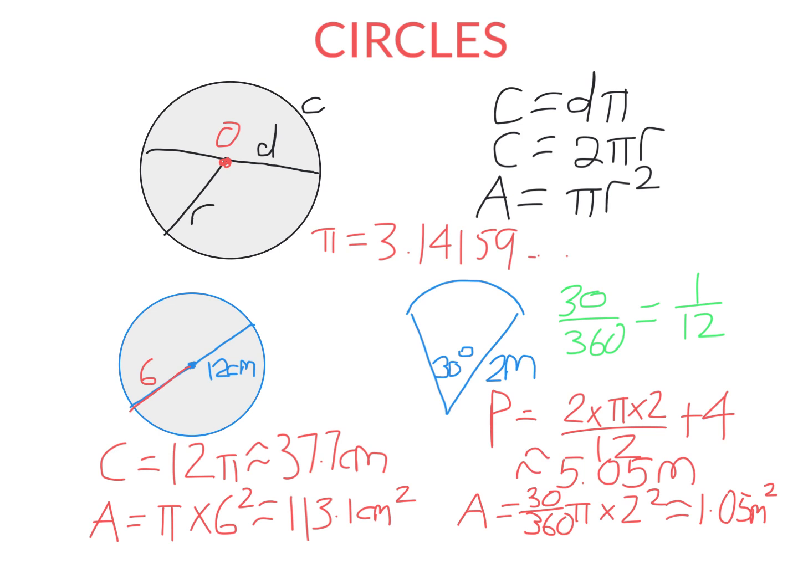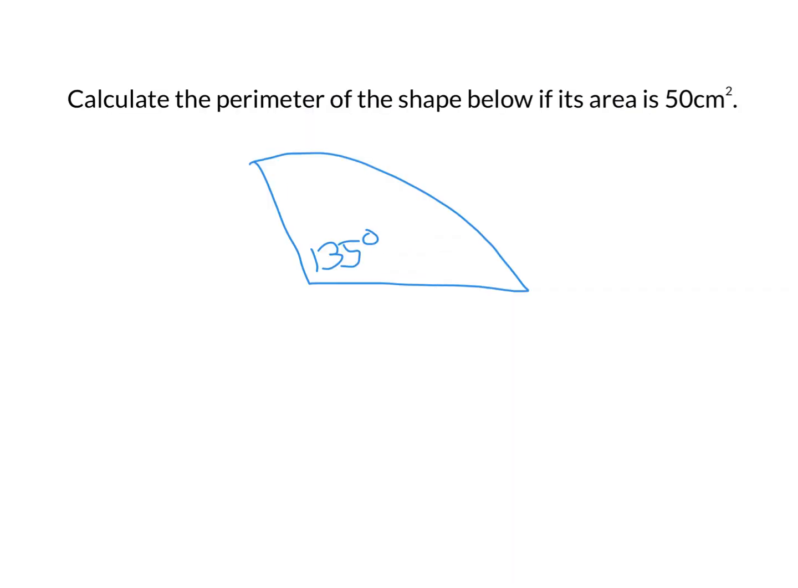All right, let's now look at a harder problem. So we're going to calculate the perimeter of this shape if its area is 50 centimeters squared. So we have absolutely no hope of calculating the perimeter if we don't know its radius. So that should be the first question you ask: what do I need to know to calculate the perimeter? I need to know the radius. Now then, we have to find the radius.